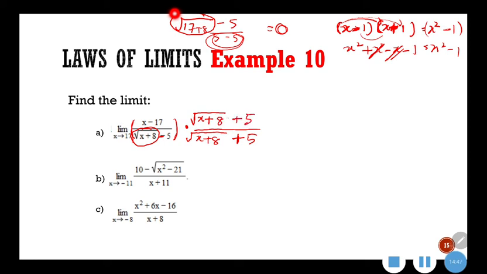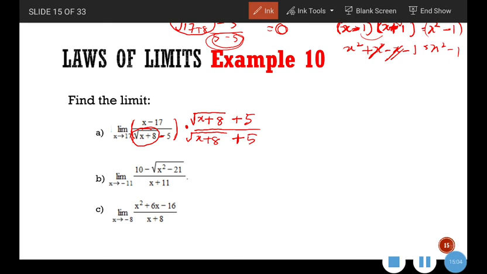Nampak tak? Actually we are multiplying the whole thing by just 1, because this thing over this thing, numerator over denominator, is the same, so it's equivalent to 1. So we are not going to change anything. We just introduce it like this. Okay.